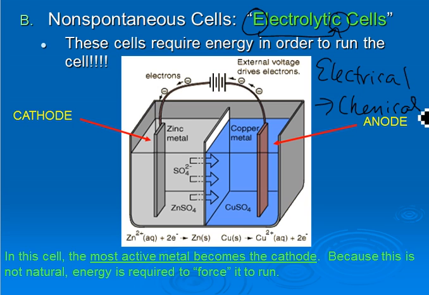This is different than the voltaic cell, because in the voltaic cell we had a chemical reaction, a redox reaction happening, and that converted to electricity spontaneously. Here, this is not spontaneous. So since it's not spontaneous, you need electricity.